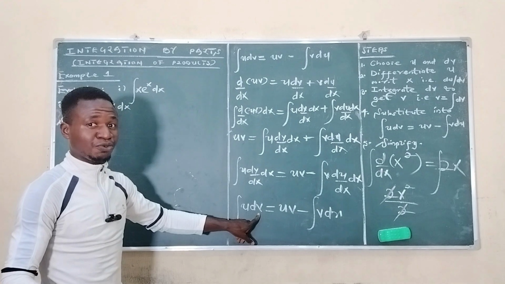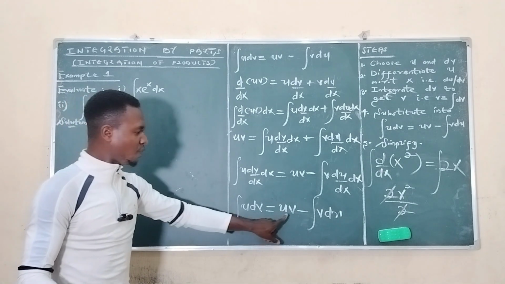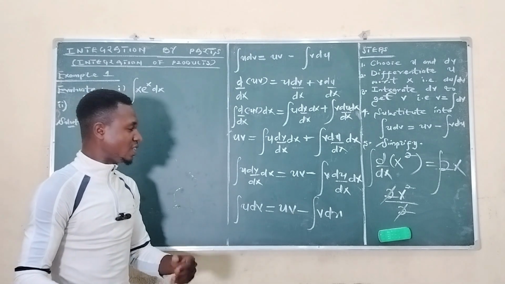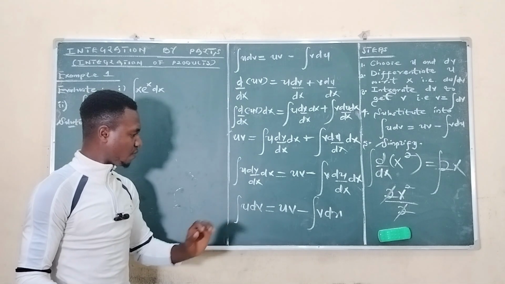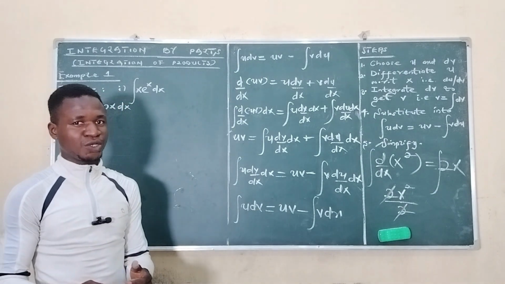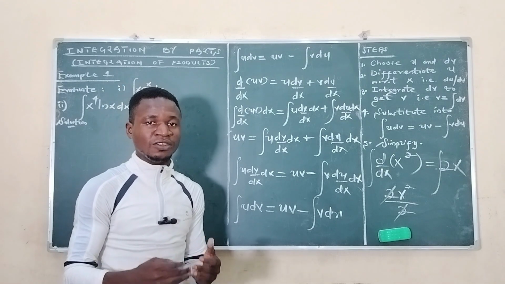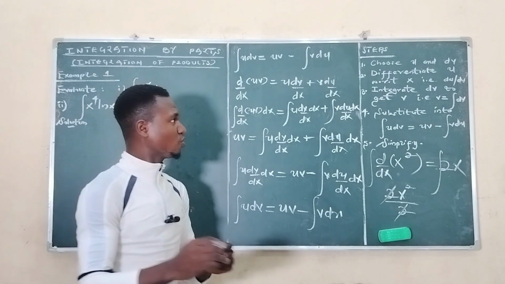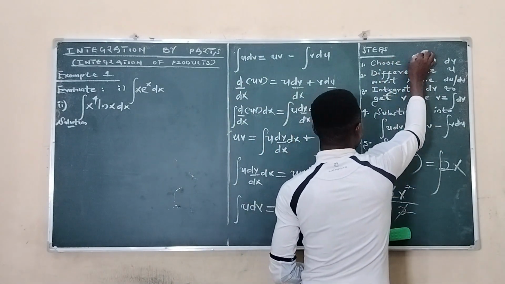And the v is representing the derivative of a certain function. If you look at v here, v is gotten by integrating the derivative, that is the dv. So we're going to see how we can actually do that by following the steps that have been outlined here: whenever you are to integrate the product of two functions, you must know your u and you must know your v.